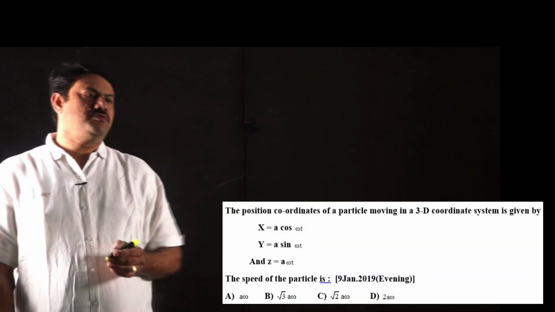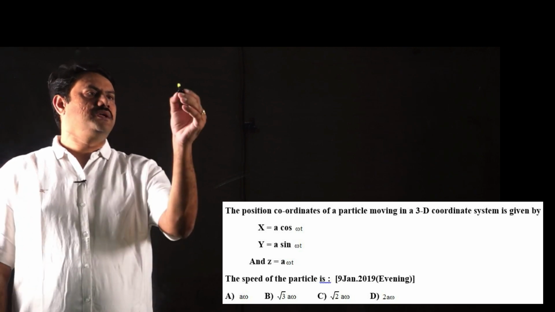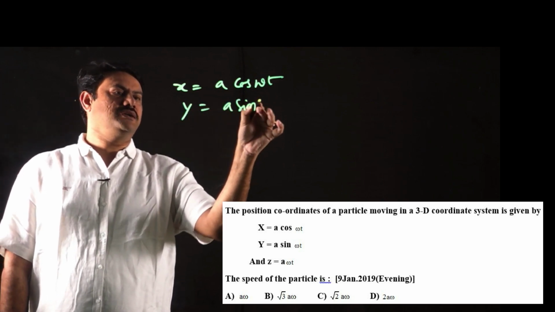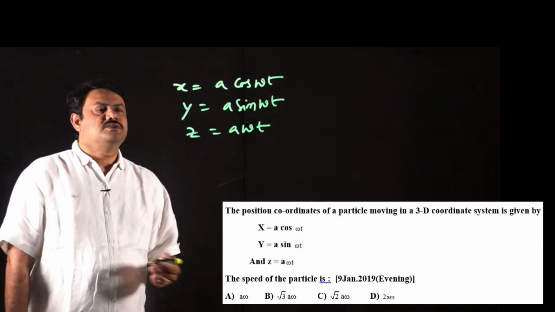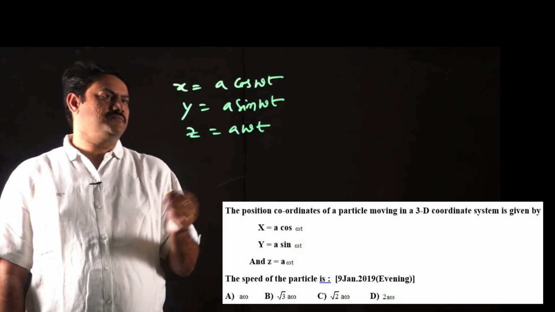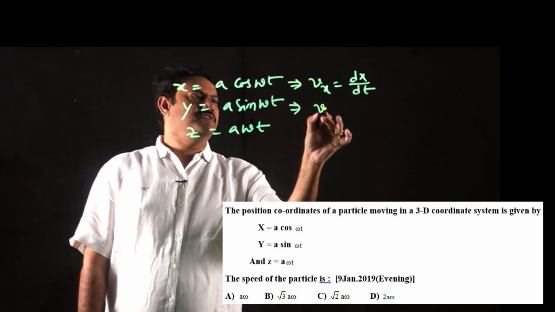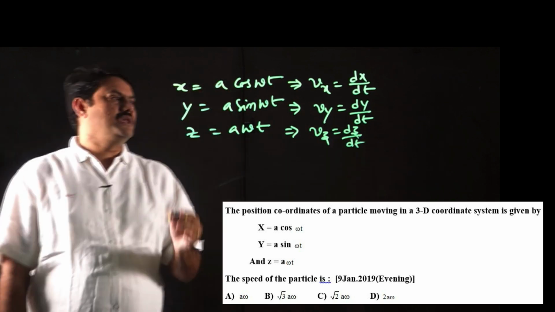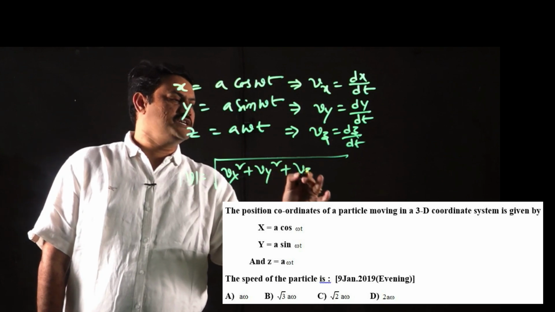One more example from the previous examination point of view. The position coordinates of a particle moving in a 3-dimensional coordinate system are given: x is equal to a cos omega t, y is equal to a sin omega t and z is equal to a omega t. Then calculate the speed of the particle. So generally, how to calculate the speed of the particle? First calculate Vx is equal to dx by dt, similarly Vy is equal to dy by dt, and next Vz is equal to dz by dt. Then V is equal to root over Vx square plus Vy square plus Vz square.